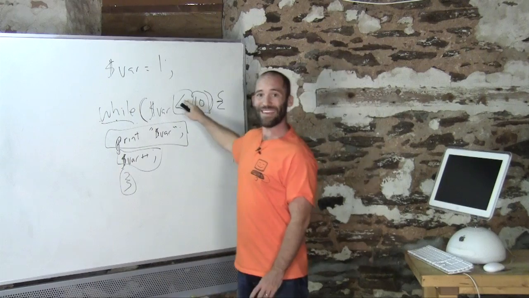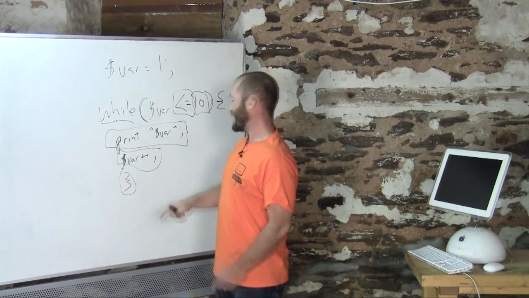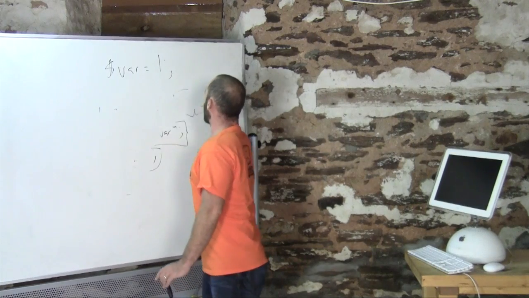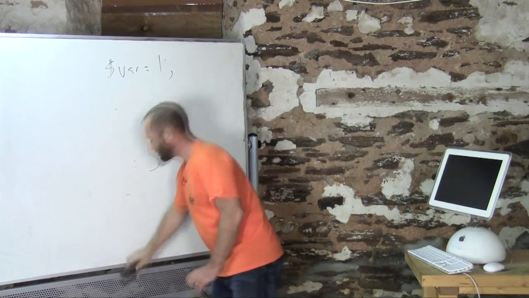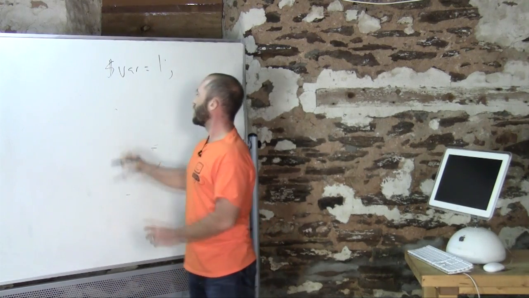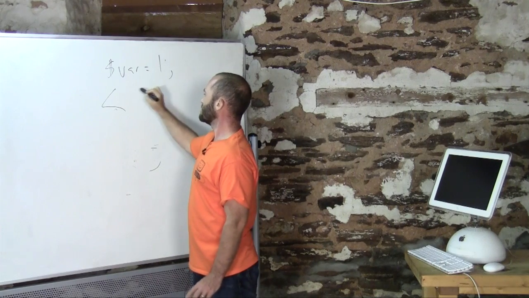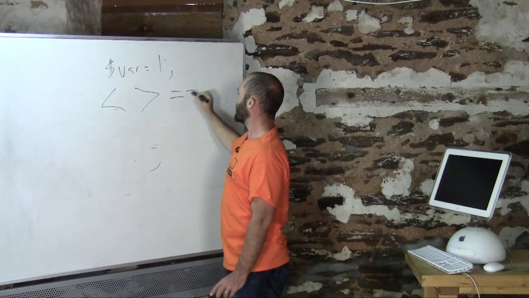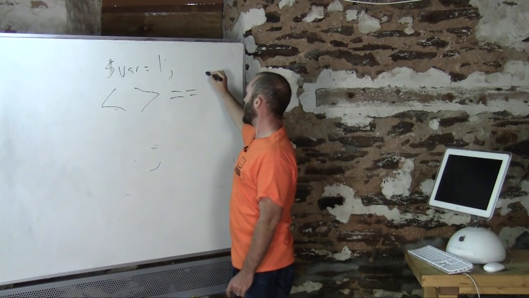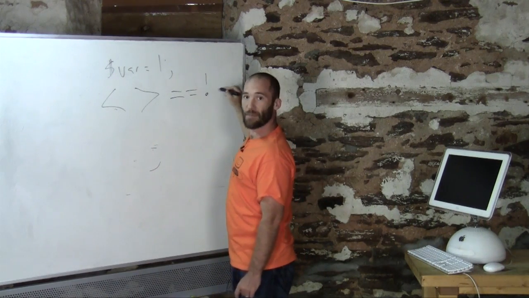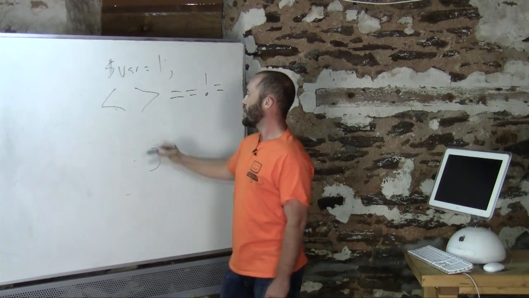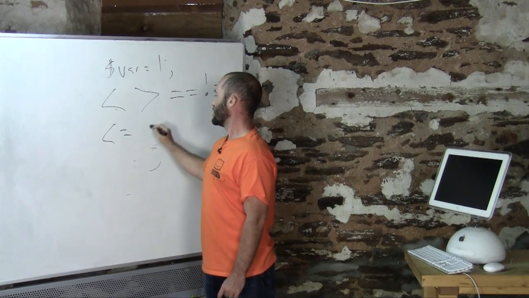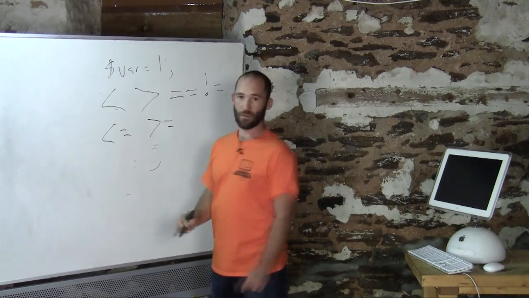Now, remember, we talked about conditionals before. So it's important to understand and remember what the conditionals are. The conditionals are greater than, or less than. Equal to is two equal signs, or not equal to is an exclamation point and an equal sign. You can also have less than or equal to, or greater than or equal to.